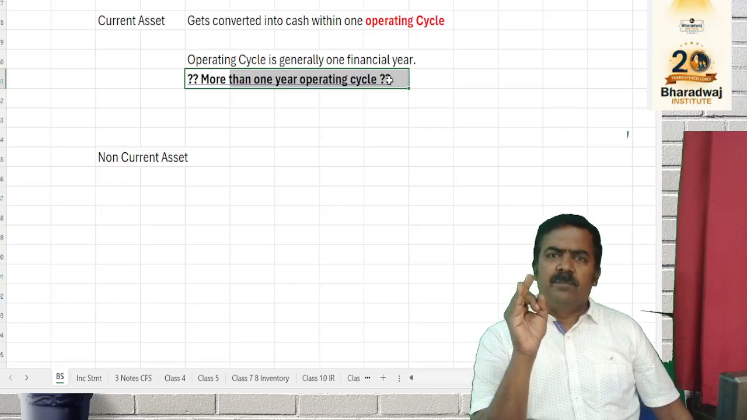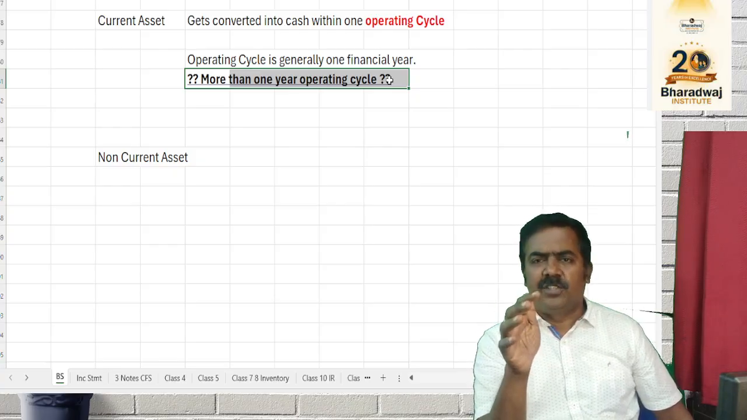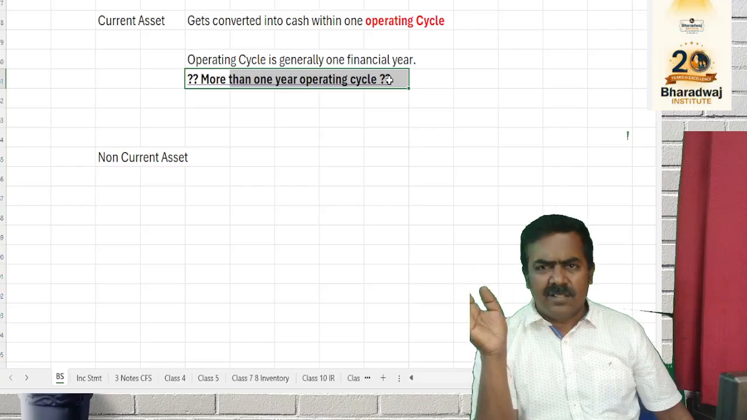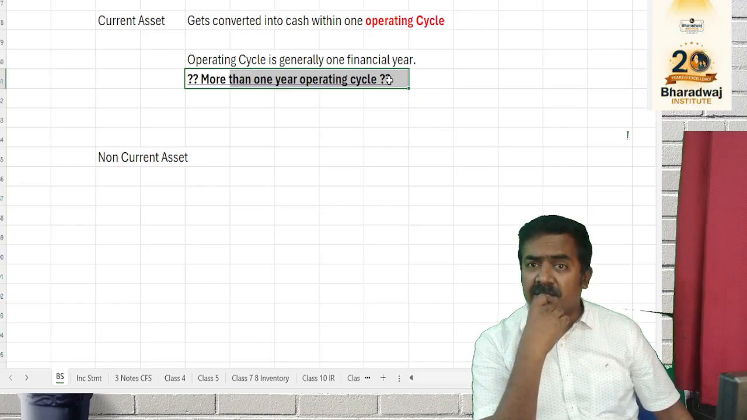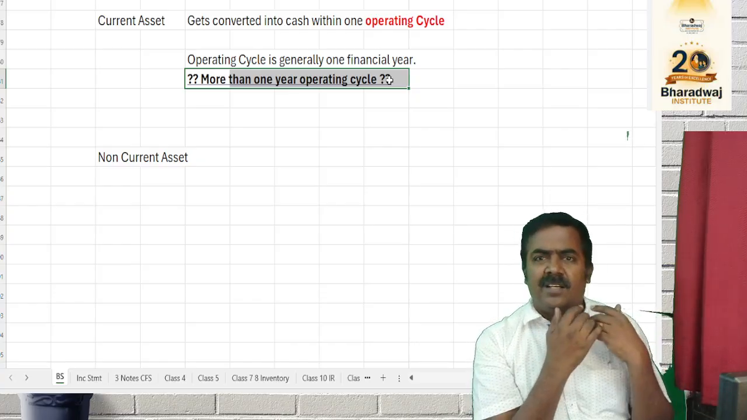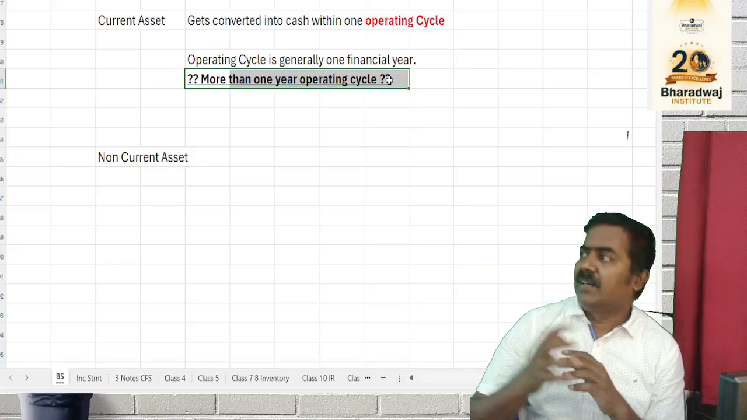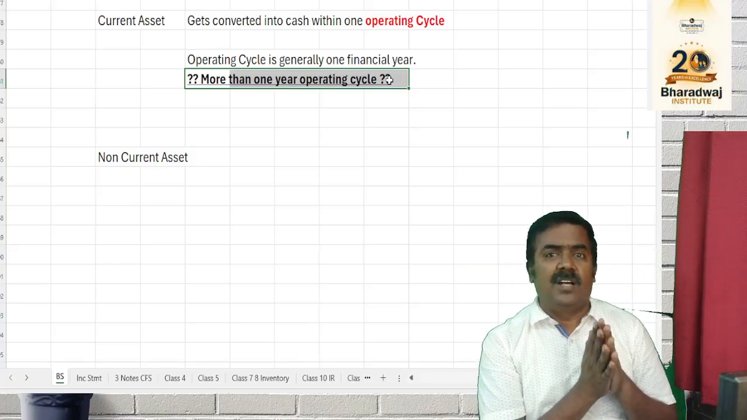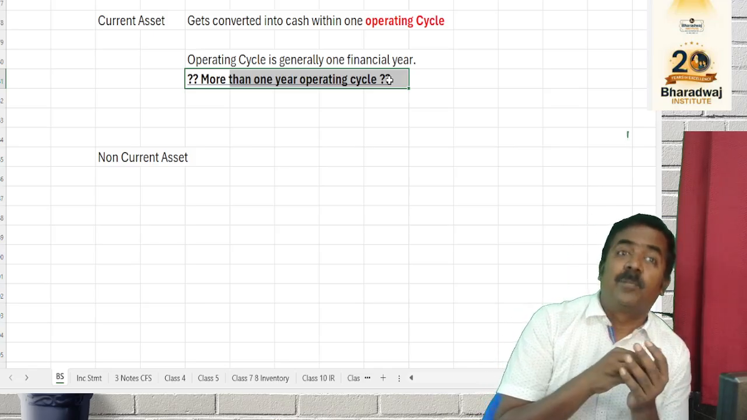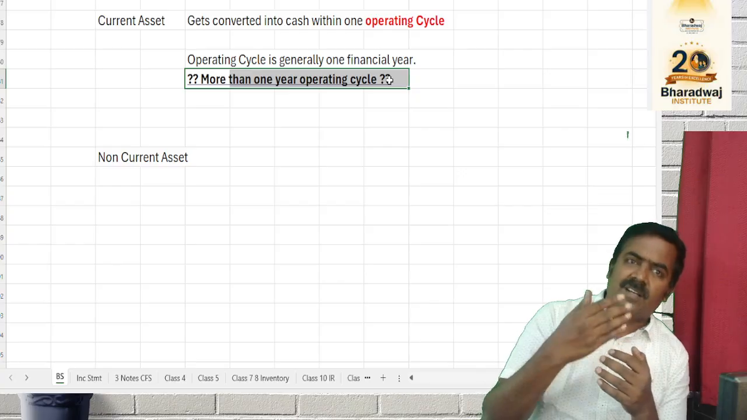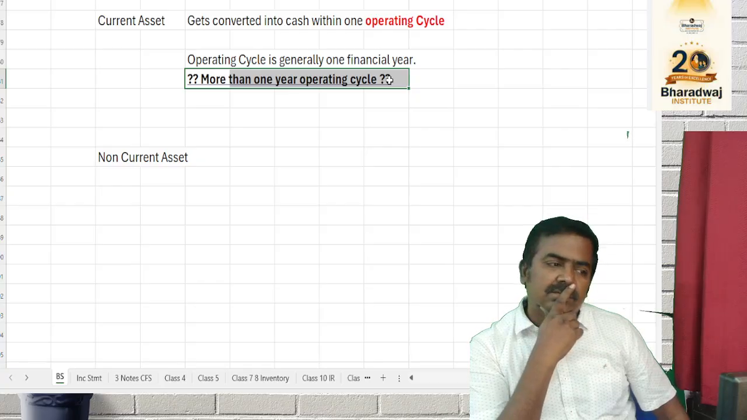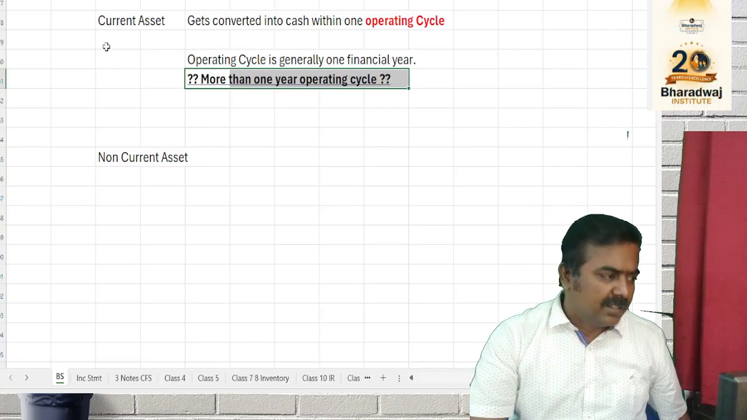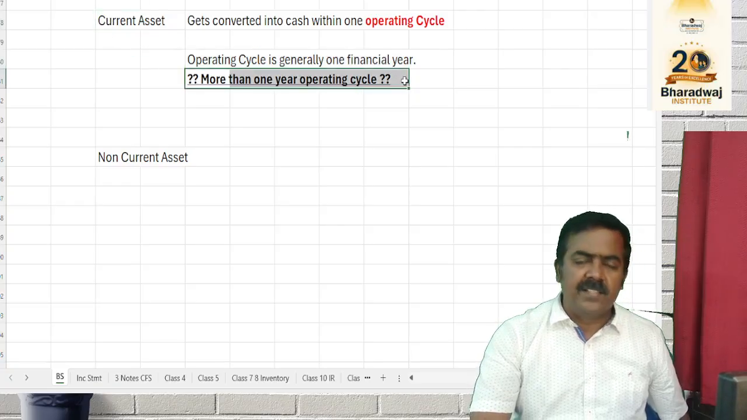Raw material, work in progress, finished goods, inventory, trade receivables, cash, all these things. Gold, gold is a kind of fixed asset. No, we can analyze from a business perspective. A company will not invest in gold, because it's a non-operating asset for them. They will invest in what? Operating assets like plant, property, equipment. That is a fixed asset. Current asset is one that is realized within an operating cycle.